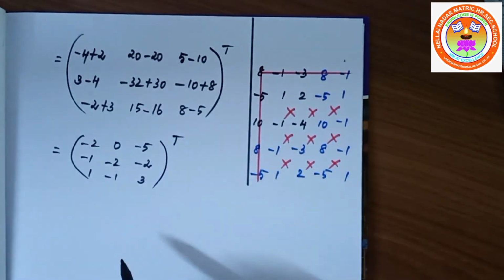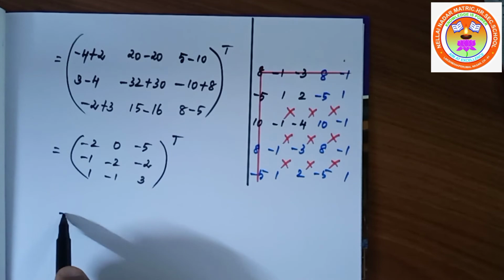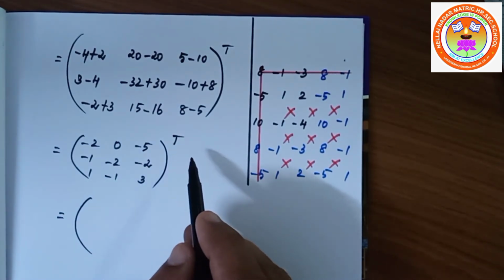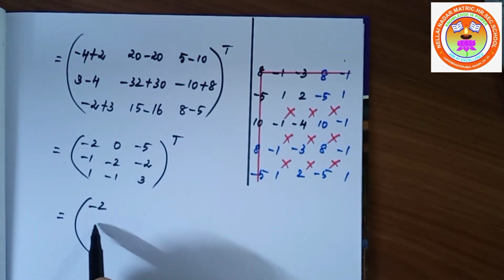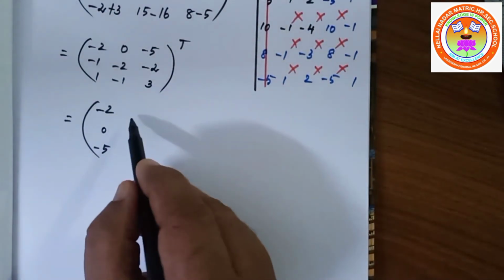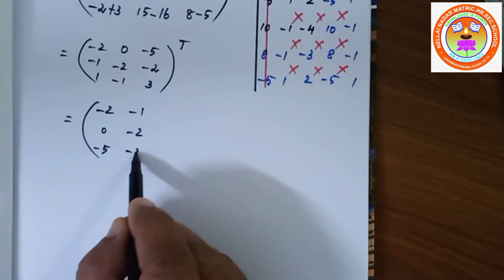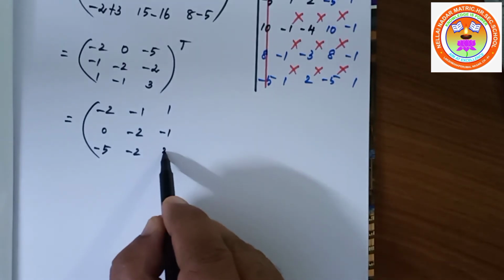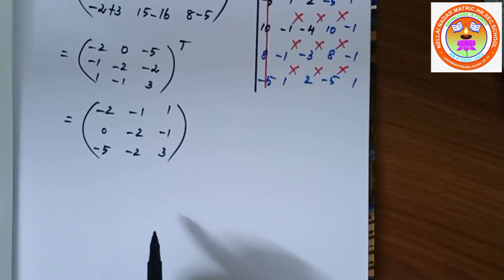And its transpose. That is equal to, for transpose, you know very well, interchanging the rows and columns, right? The first row in first column, minus 2, 0, minus 5. Second row in second column, that is minus 1, minus 2, minus 2. And the third row in third column, 1, minus 1, 3. Over. Adjoint of X is over.